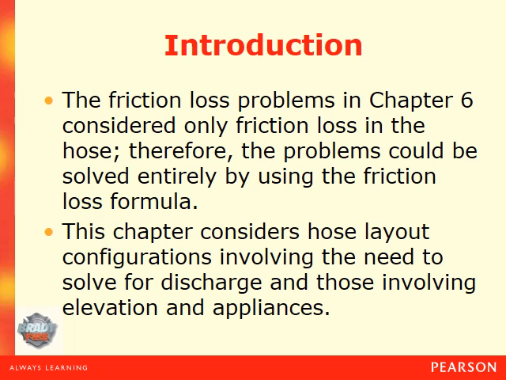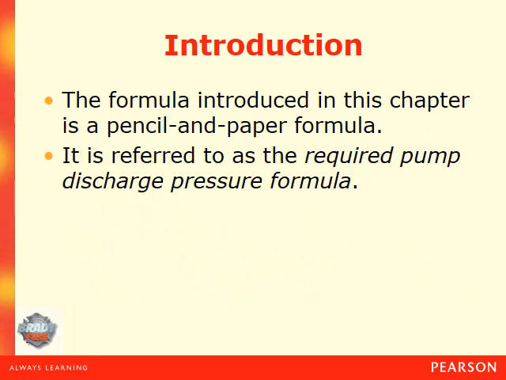The friction loss problems in Chapter 6 considered only friction loss in the hoses. Therefore, the problems could be solved entirely by using the friction loss formula. This chapter considers hose layouts and configurations involving the need to solve for discharge and those involving elevation and appliances. The formula introduced in this chapter is a pencil and paper formula. It is referred to as the required pump discharge pressure formula.